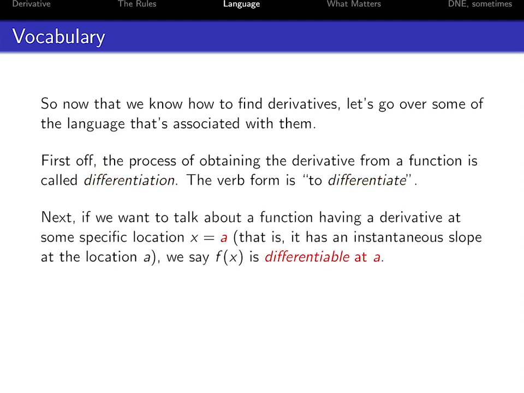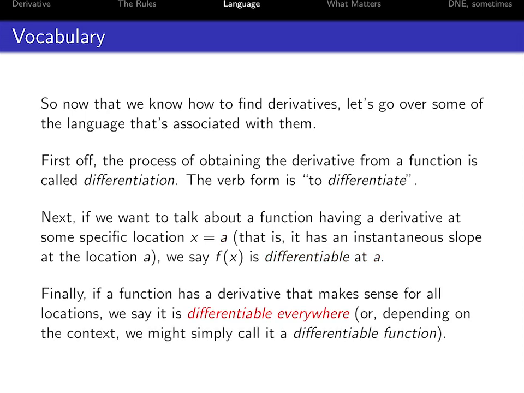All right, next, if we want to talk about a function having a derivative at some specific location, if the function has a derivative, has an instantaneous slope at some location a, then we say f of x is differentiable at a. If we're able to do this derivative process at every single location, if the differentiation works everywhere we could possibly go with the function, then we say it is differentiable everywhere. Or, depending on the context, we might simply call it a differentiable function.